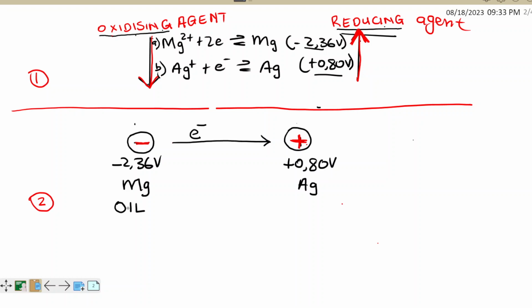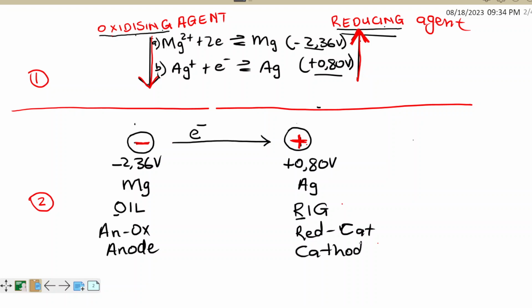In other words, the magnesium is losing electrons, and we know that losing of electrons is called oxidation. Oxidation is loss of electrons. And the silver is now receiving or gaining those electrons. We know that reduction is gain of electrons. So oxidation is taking place on the anode. An ox: oxidation takes place on the anode. So that means this one is the anode. Then the gain of electrons is called reduction, and reduction takes place on the cathode, red cat. So this side now is our cathode.